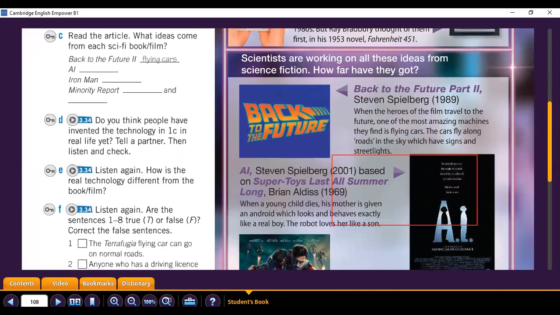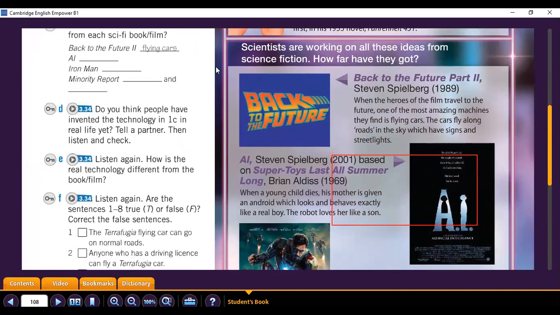So, Steven Spielberg wrote this film. See, he was the director of this film, which was released in 1998, the same year I was born. So, imagine how old this movie is. When the heroes of the film traveled to the future, one of the most amazing things was the flying cars.